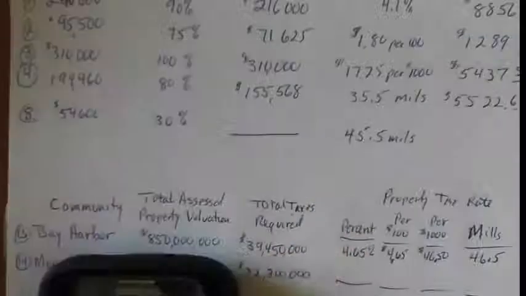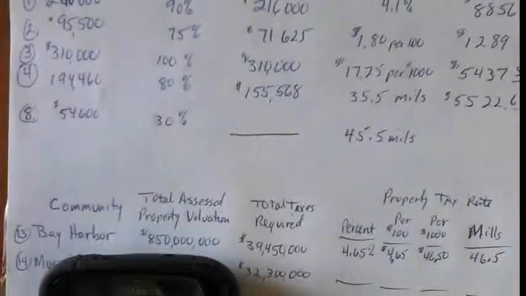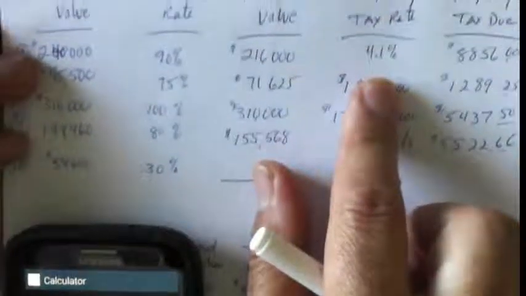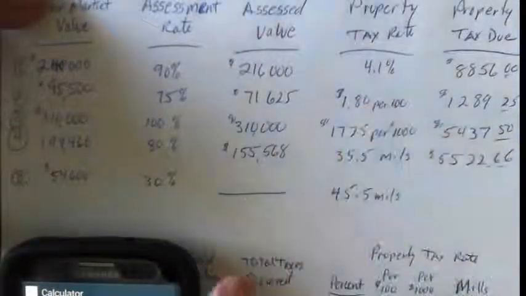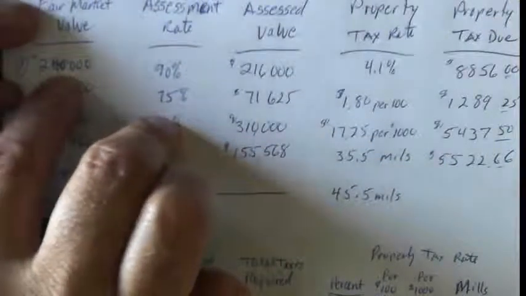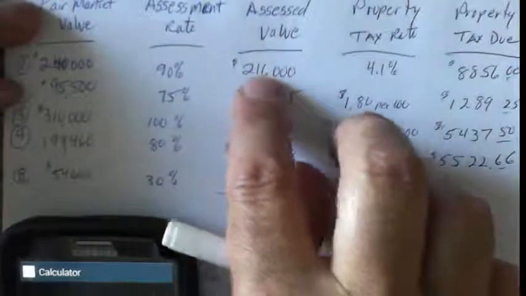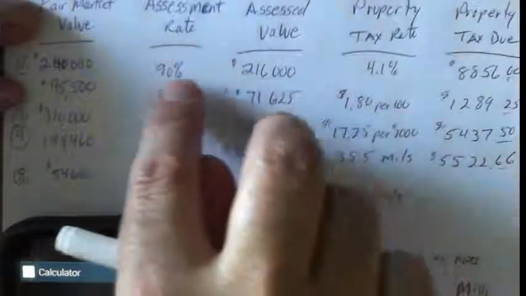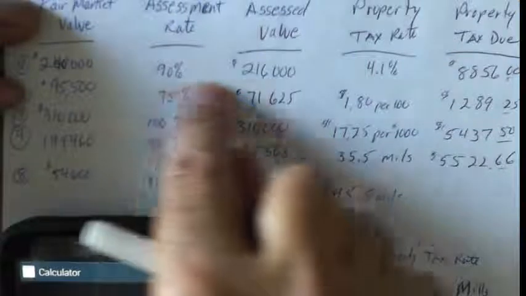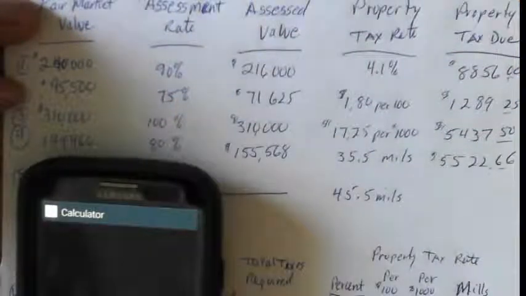This video is going along with Chapter 18, Section 2, dealing with assessment rates, assessed value, and property taxes. The nice thing about this particular section is the math is pretty straightforward. So in the examples in the textbook, they are listing the fair market value, the assessment rate, the assessed value, which is determined by multiplying the fair market value times the assessment rate. So let's show you that.